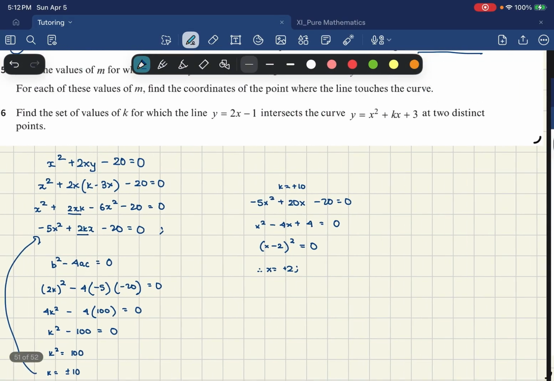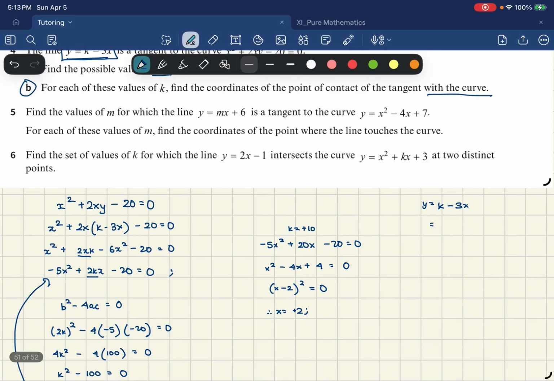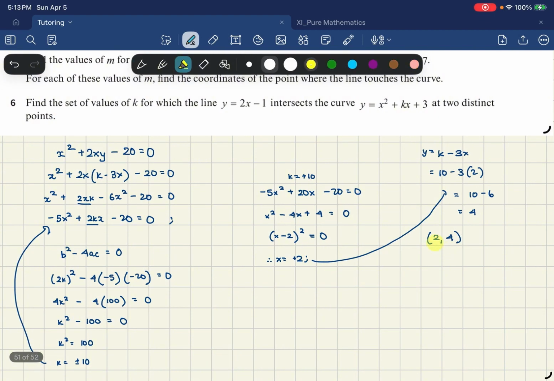And if x is 2, then what is y? So y is, remember, k is positive 10, so y is k minus 3x. We can use the linear equation because they're intersecting, so it has to be the same point on both curves, right? If it's an intersection. So 10 minus 3, and then x is positive 2. So 10 minus 6, so 4. So 2 comma 4. If k is positive 10, then the point of intersection is 2 comma 4.